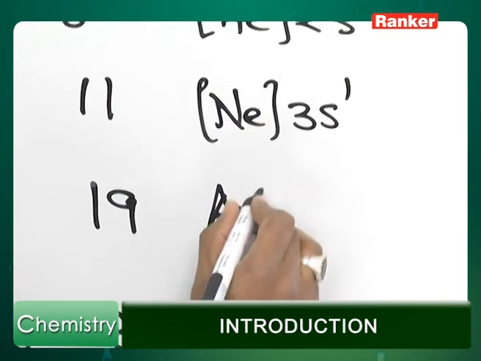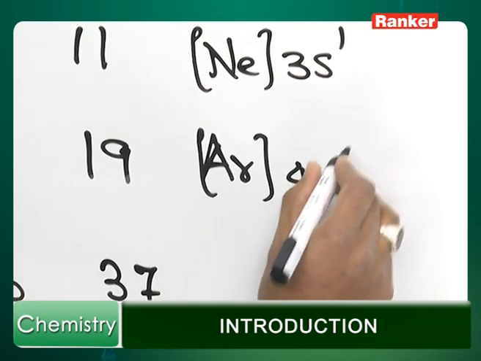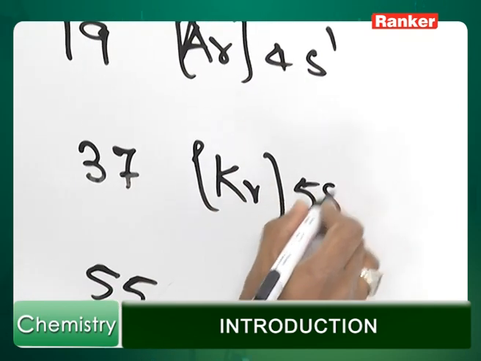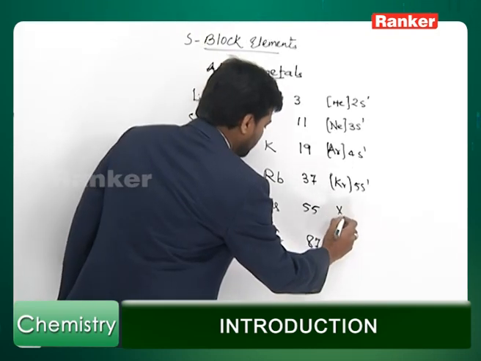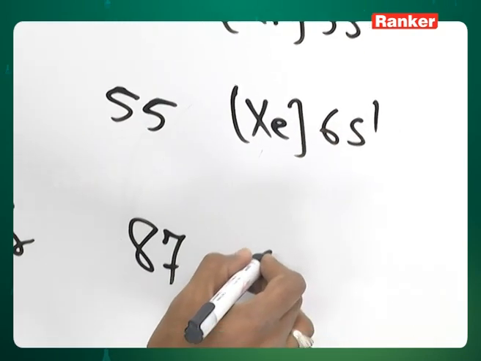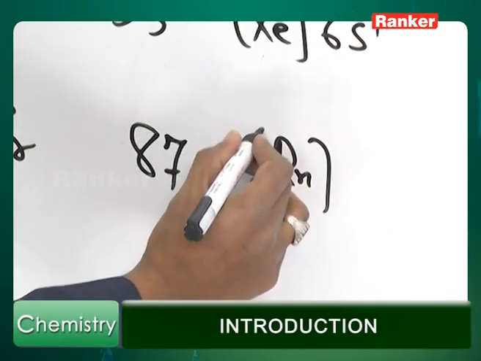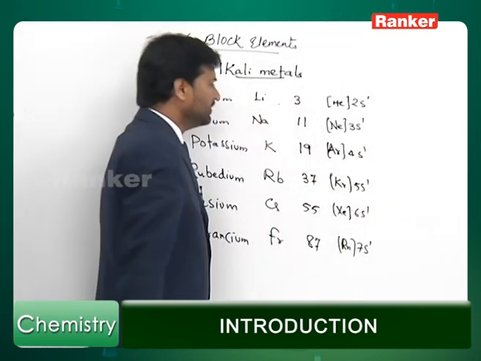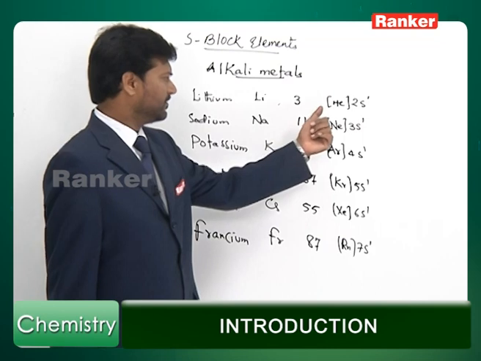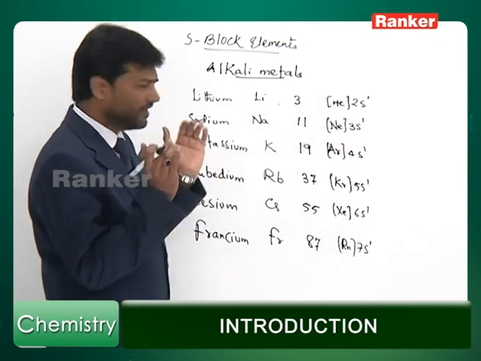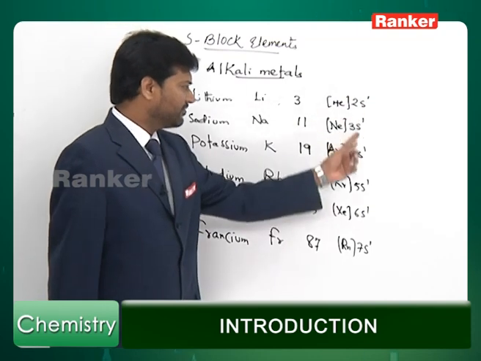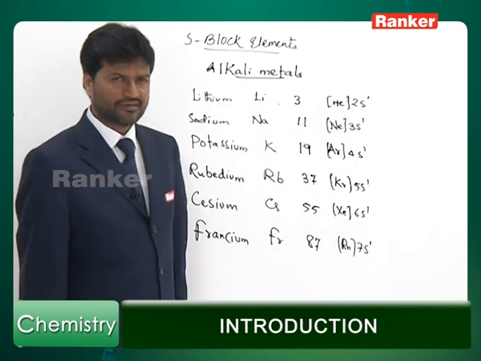There is an argon core in potassium, 4s1. Krypton in rubidium, 5s1. Xenon, 6s1, and radon, 7s1. This is how you can represent their outermost electronic configuration, which is present after a noble gas core. You can see the common feature, they all have 1 electron in their valence shell.